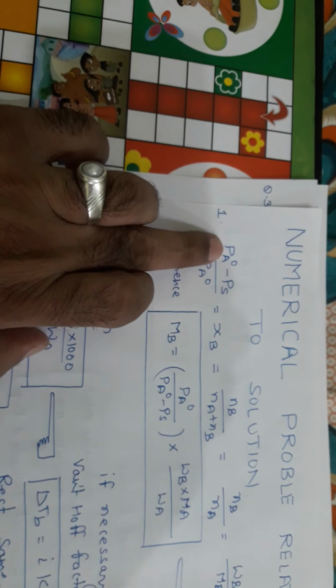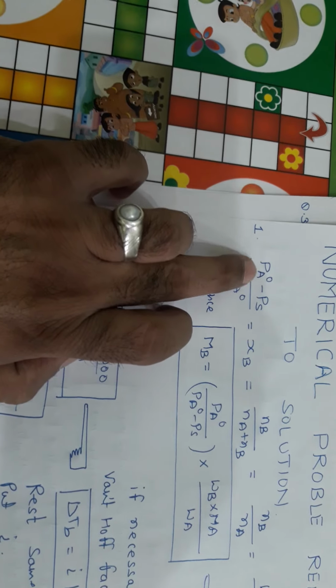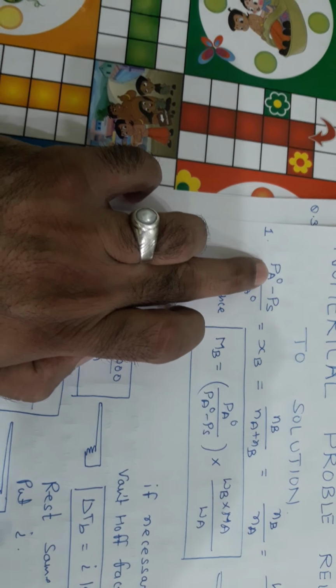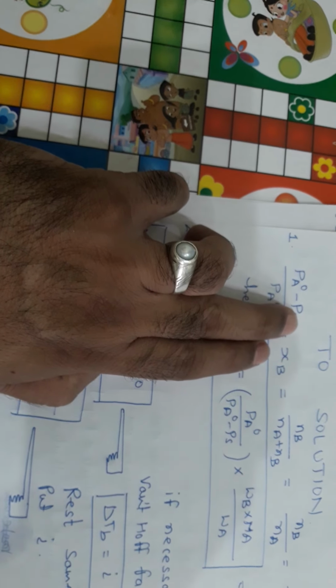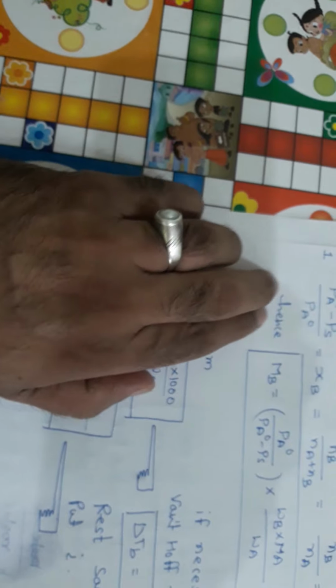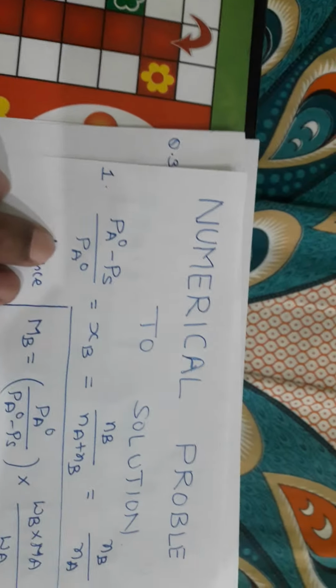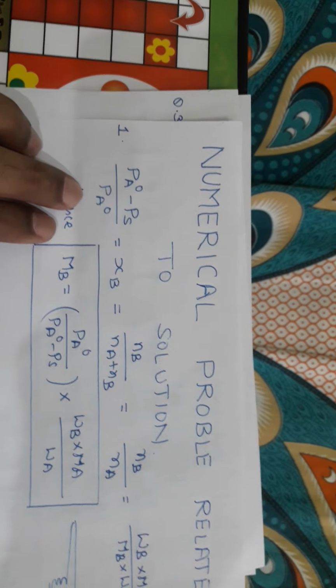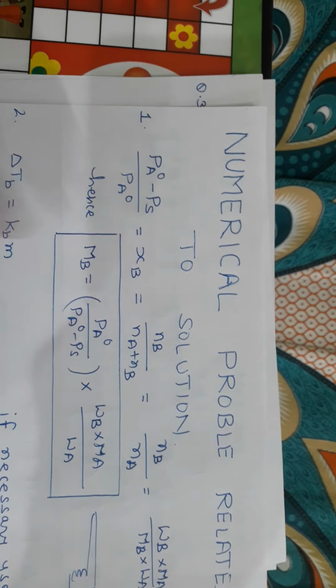Hence (Pa0 minus Ps) upon Pa0. Pa0 is the vapor pressure of the pure solvent. Ps is the vapor pressure of the solution. So Pa0 minus Ps is the lowering in vapor pressure. When it is divided by the vapor pressure of the pure solvent, we get the relative lowering, which is equal to the mole fraction of the non-volatile solute, Xb.